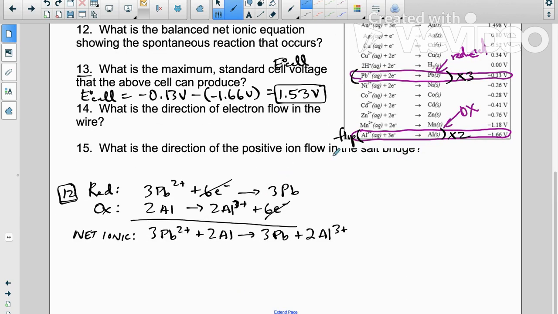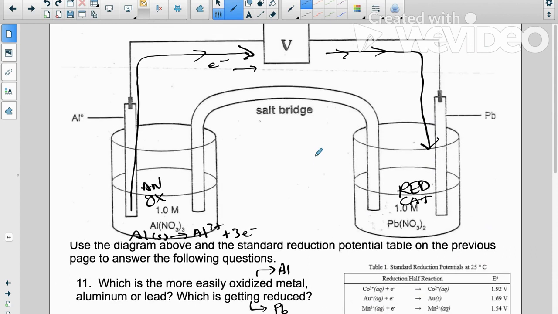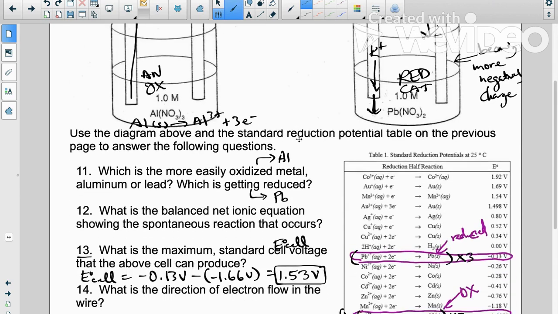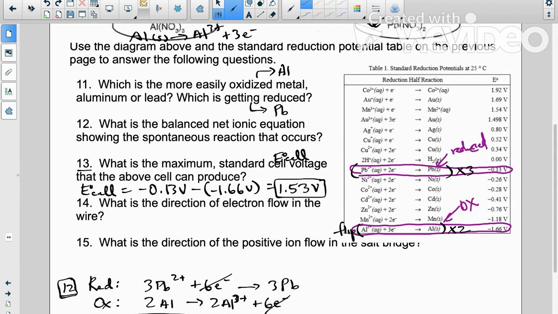What is the direction of the positive ion flow in the salt bridge? So if the electrons are going this way, this cell is becoming more negatively charged. So in order to balance out the negative charge, we need positive ions flowing down and keeping the charge neutral so that electrons can continue to flow. Okay, so this is to the right. Electrons are also to the right.